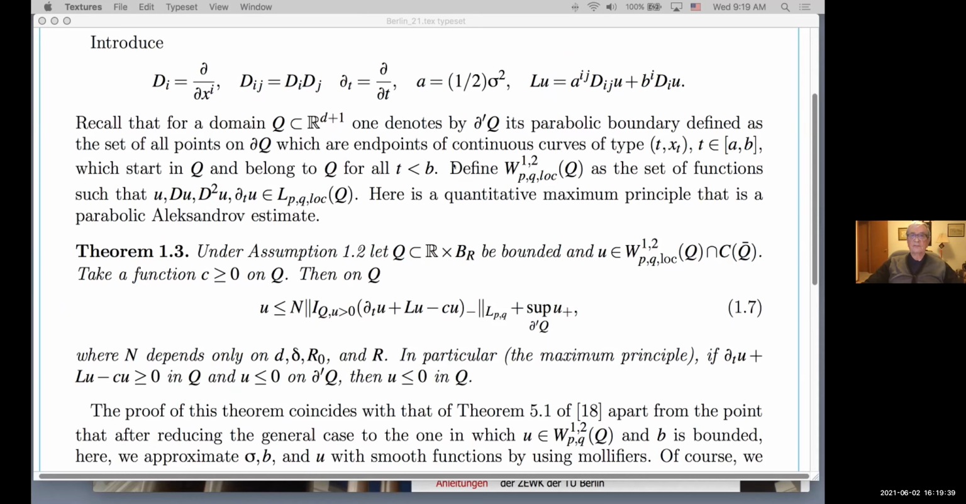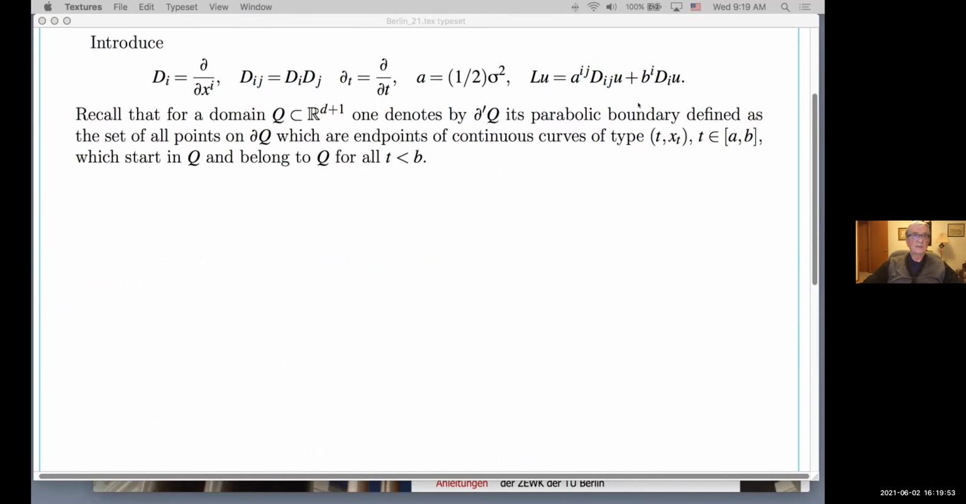Let me try to draw a picture if I can. There should be an annotate option, yes, there is something. Not text, where is the line? Draw, okay, I see. So you imagine that you have a domain like that.